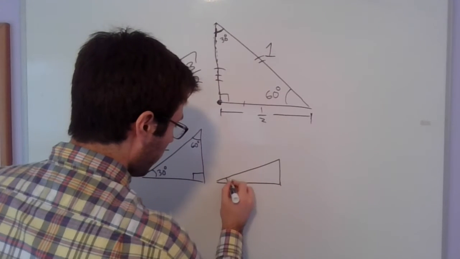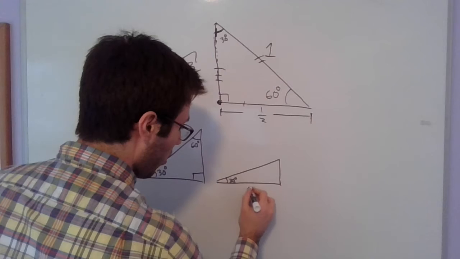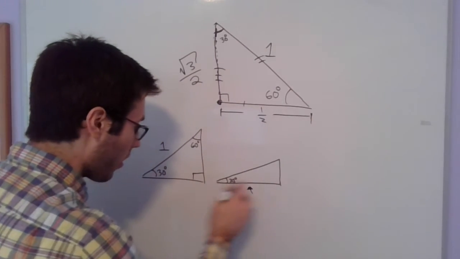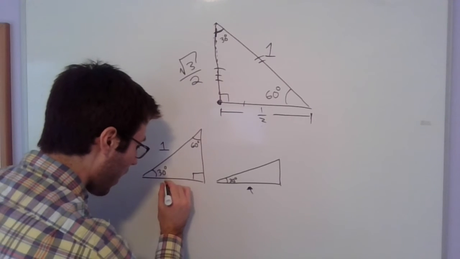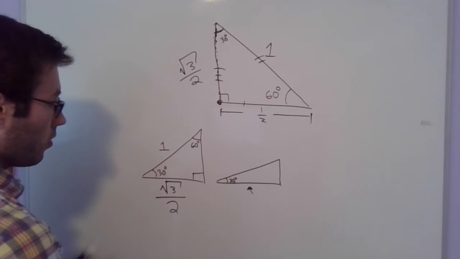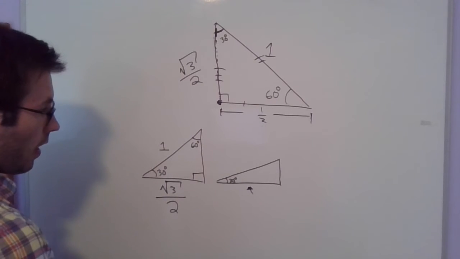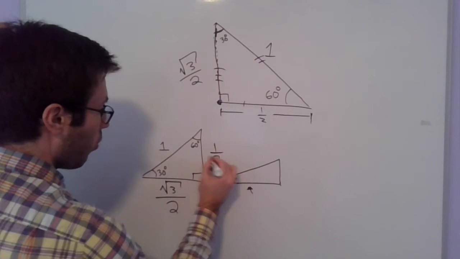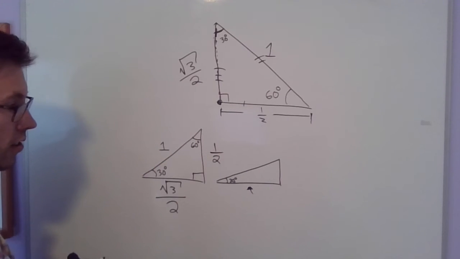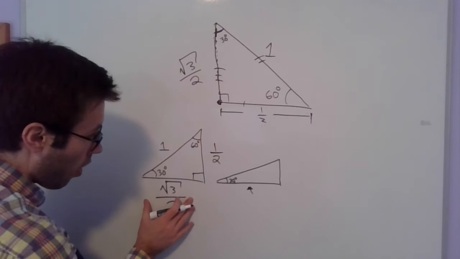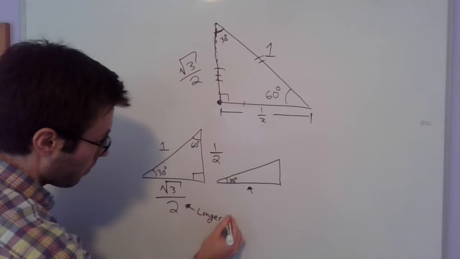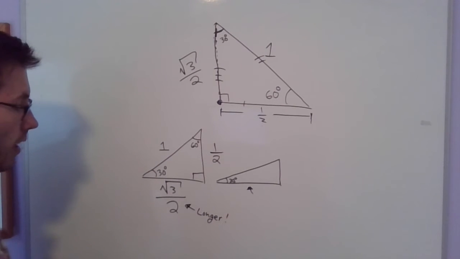When it's 30 degrees out here, this side is going to be, it's like it's smushed down, so it's going to be longer. This side is the longest side over here. So I'm going to represent that as square root 3 over 2. And then over here, this would be 1/2, because this is the side connected to the 60 degree term. So the longer side, this would be longer. And this would be the shorter side.